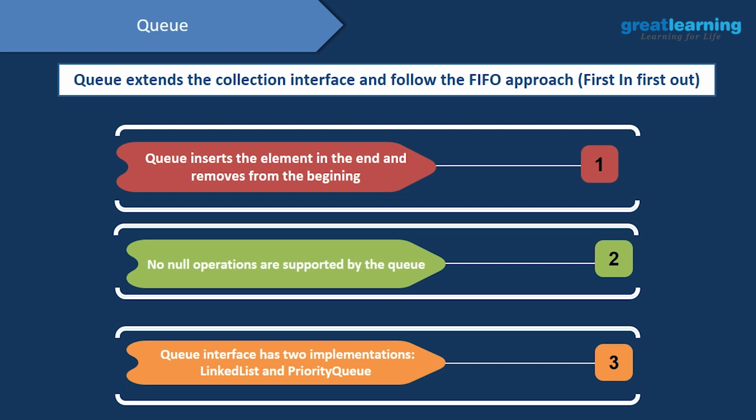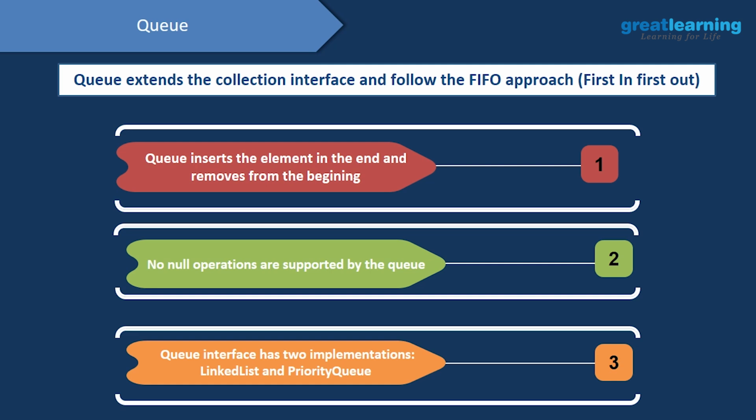Queue does not allow any null operation, and it will not support any null operation. You really need to understand that queue does not allow any null operation, okay? And queue has two implementations, one is linked list, one is priority queue. But you might have a doubt: what is the difference between queue and priority queue? Let me tell you what the difference is.